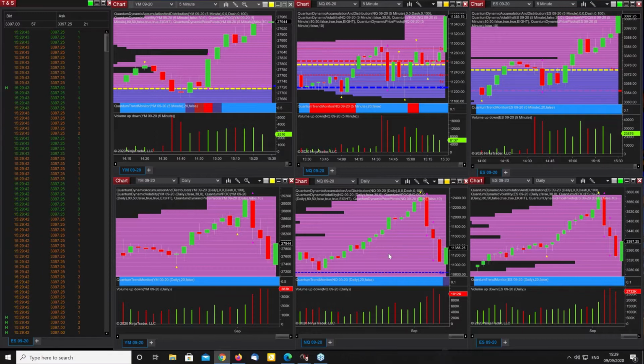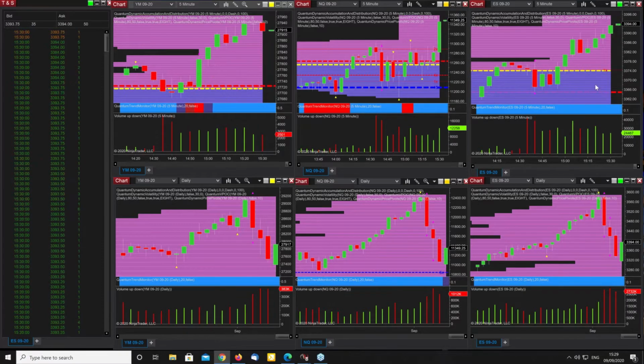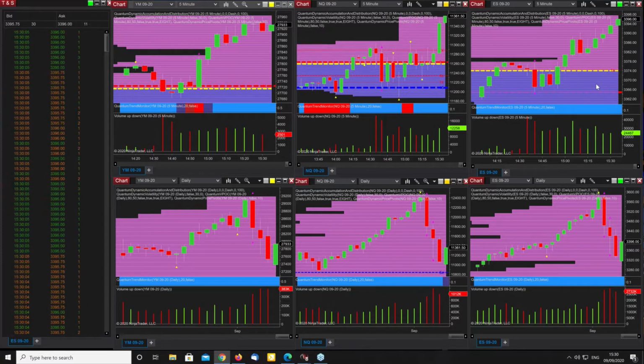This is the workspace with the three indices, what I call the three sisters. A lot of the industry call it the three sisters. This is the YM on the left. This is on the daily time frame now. Daily for the NQ, the NASDAQ, and daily for the ES, which is the S&P 500. And basically what we're seeing is, broadly speaking, pretty much the same sort of price action.